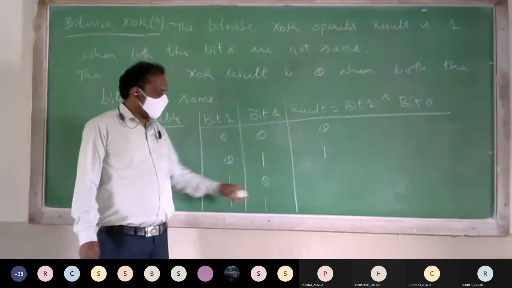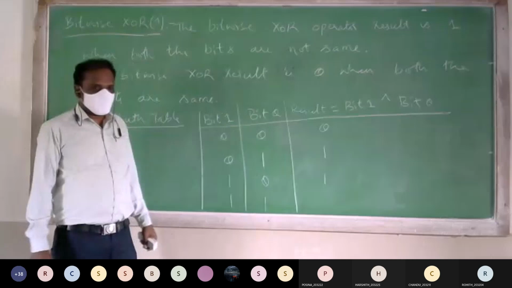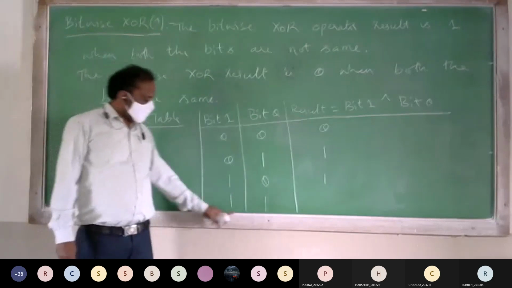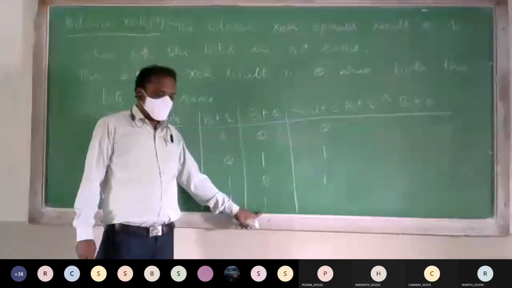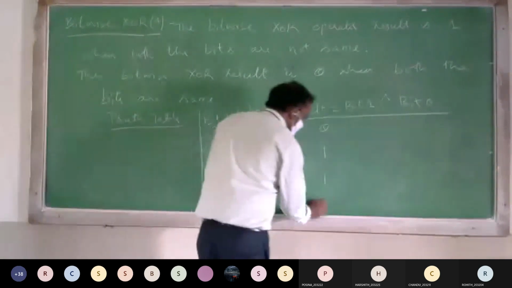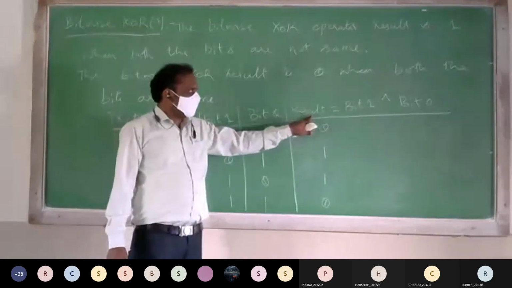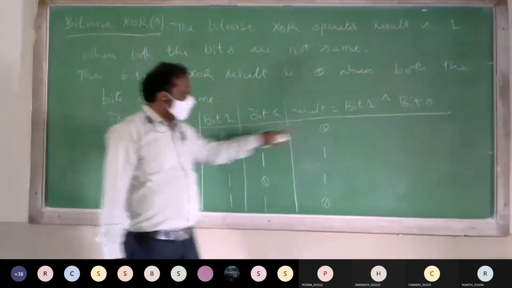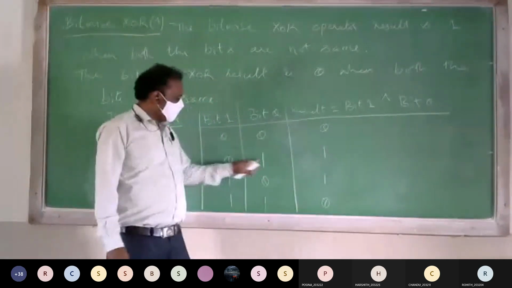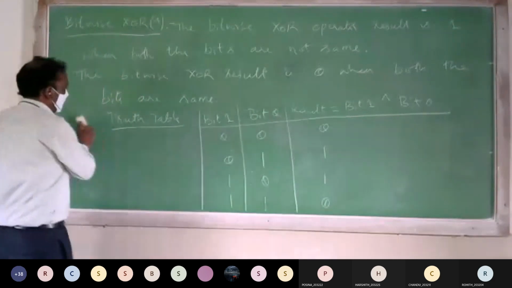So here 1 0. They are not equal. Since they are not equal, the result of the bitwise XOR operator is 1. Now 1 1. 1 is equal to 1. They are the same. When both the bits are the same, the result of the bitwise XOR will be 0. When both the bits are different, the result is 1. Now we shall see some examples.